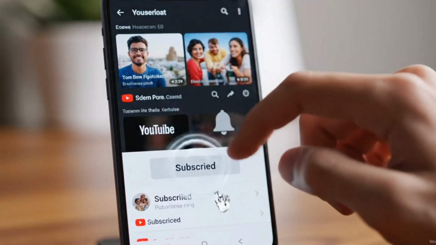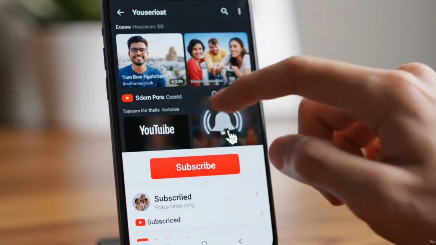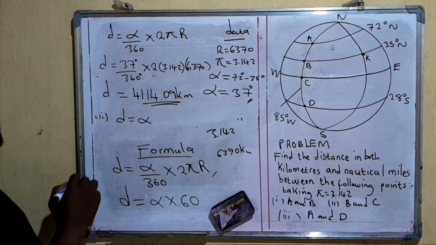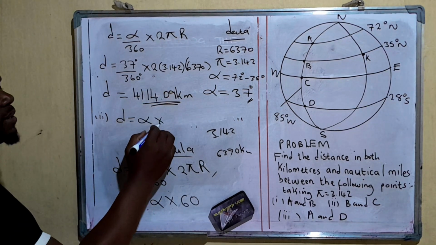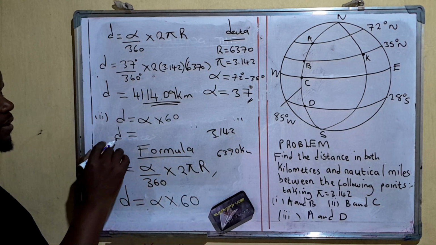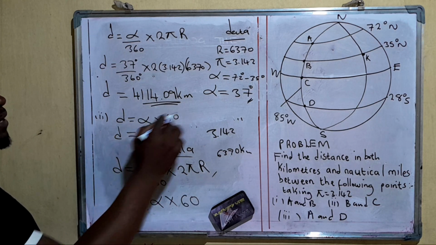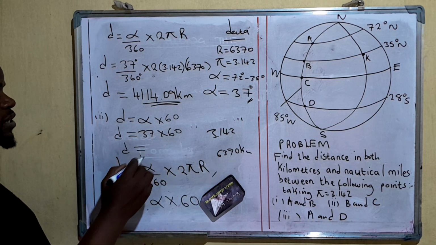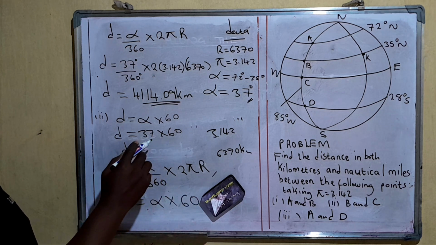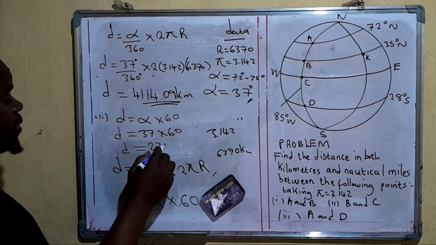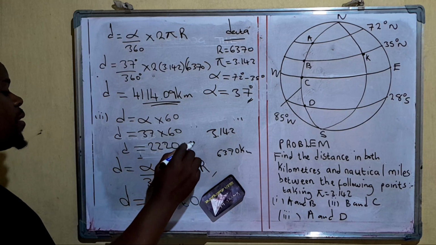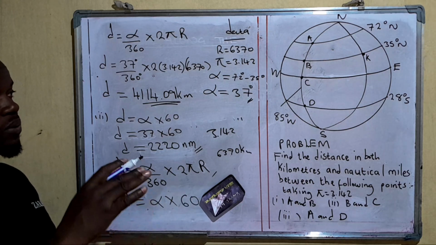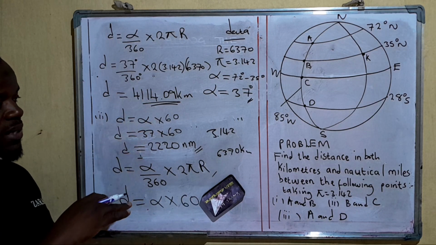Let's now resolve the distance between those 2 points in nautical miles. So this is number 2. Distance in nautical miles is given by the difference in latitudes times 60. So distance is equal to the difference in latitudes, 37, times 60. When you multiply these two, the answer will be 2,220 nautical miles. And we are done with the first problem. We've actually found the distance between those 2 points in kilometers as well as in nautical miles.